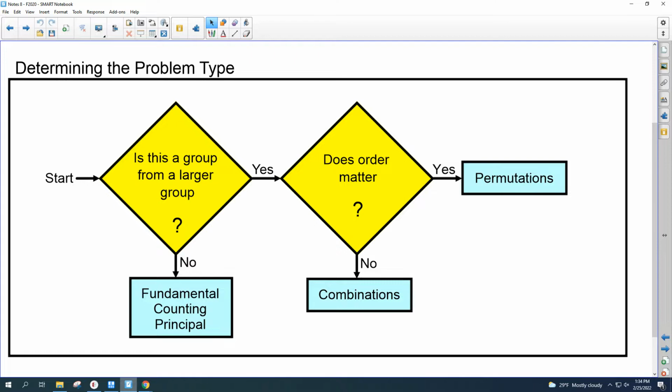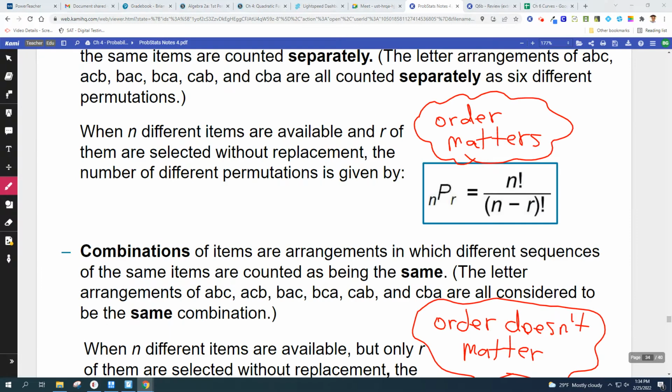Okay. But we go back. If it's not a group from a larger group, then it's probably going to be fundamental counting principle, the blanks problem. So this is a good way of thinking about it. Always start with, is this a group from a larger group? No. Fundamental counting principle. Yes. Permutation or combination, depending on if order matters.